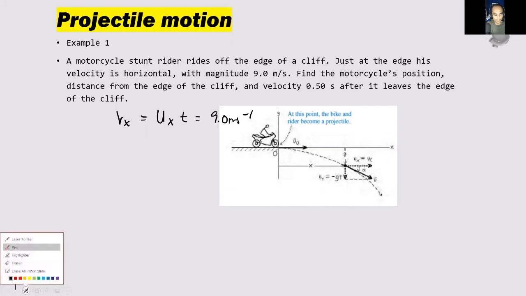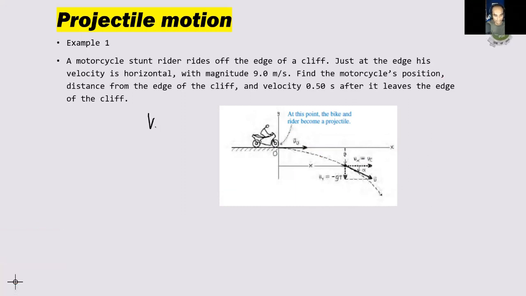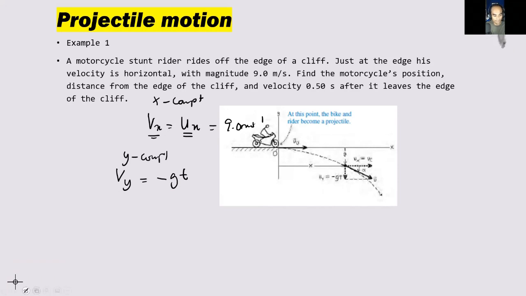Oh, sorry, this is v, this is not x. S is different. Just now we used the x, right? So v in the x equals ux, because the x component velocity does not change. So vx equals ux, that is 9.0 meter per second. Now the y component, vy equals negative gt. Okay, now this one, negative gt, came from which equation in constant acceleration? Negative gt came from where? Who knows?